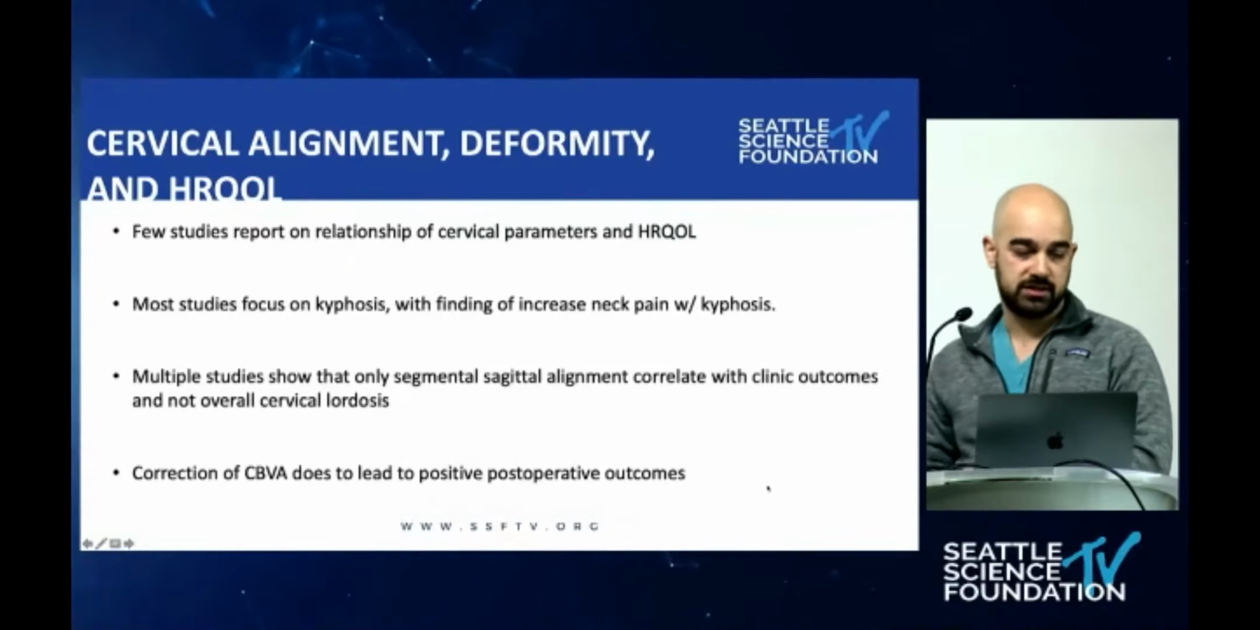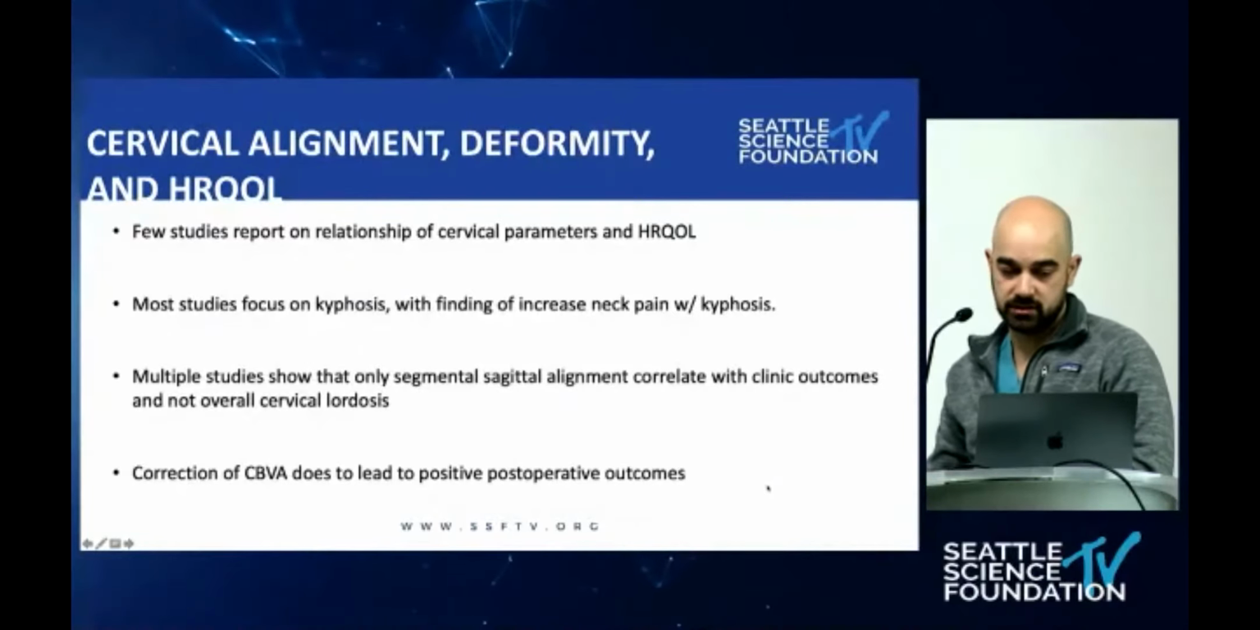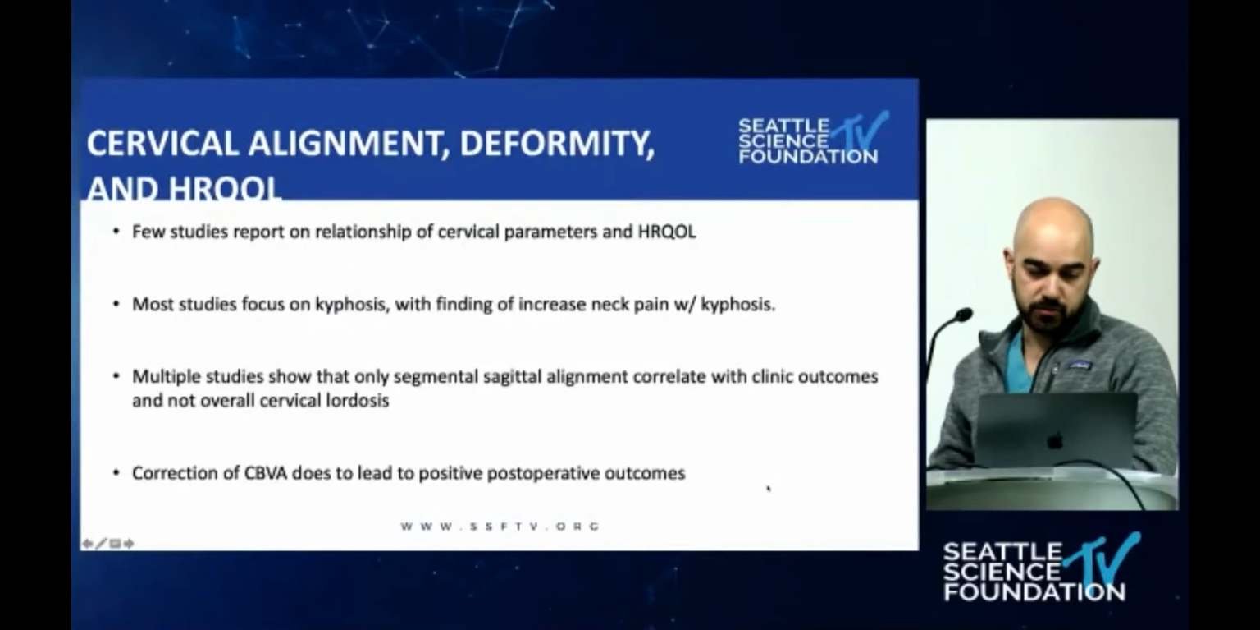They had a few studies, some of them discussed today, that report on the relationship of cervical parameters and quality of life. Most of these studies focus on kyphosis, and it's been clearly shown that increased kyphosis leads to increased neck pain. Multiple studies show that in terms of measurement of lordosis, only segmental alignment actually correlates with clinical outcomes and not the overall cervical lordosis, which I thought was surprising.